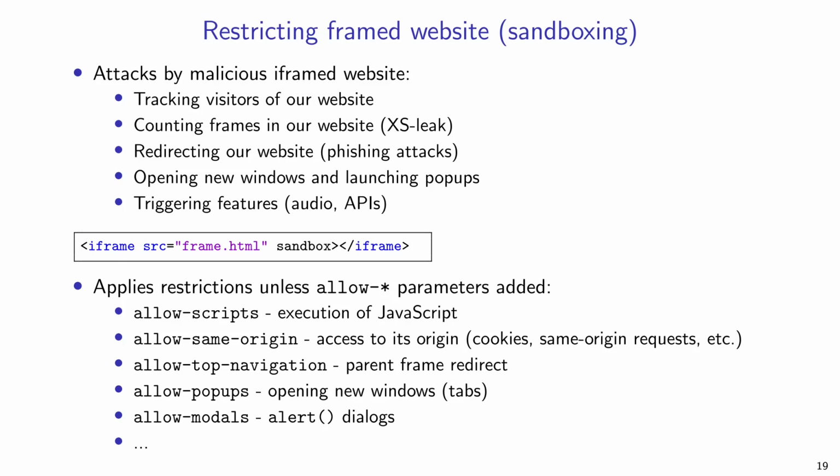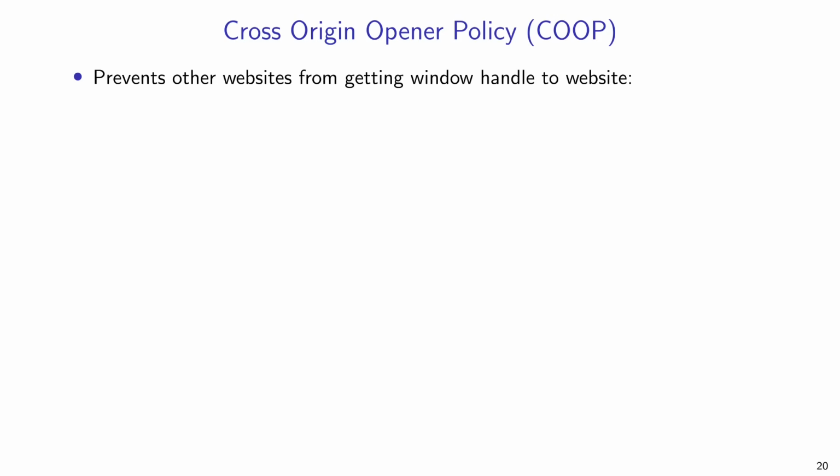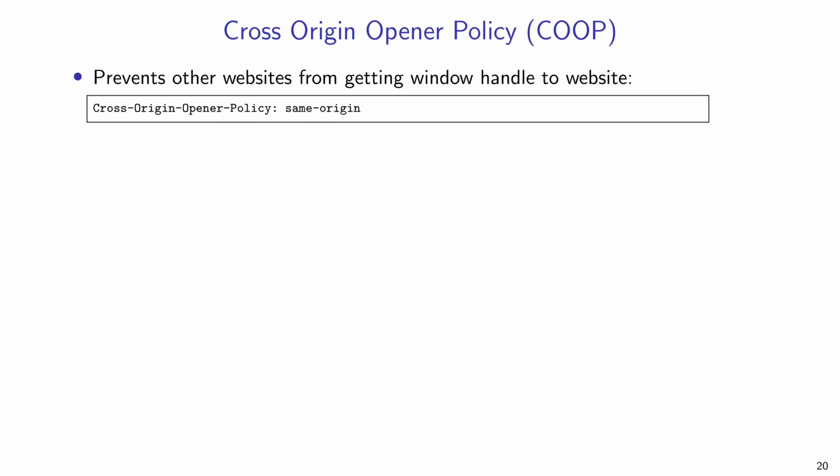Now, the best practice is to never load untrusted cross-origin content in iframes, but if we have to, we should apply the principle of least privilege, sandboxing the frame, and only allow those exceptions that are actually required for the iframe's functionality. Then, the cross-origin opener policy is an HTTP response header that prevents other websites from getting a window handle to our website. So we can set the Cross-Origin-Opener-Policy header to same-origin, which tells the browser that only our own origin can get references to windows belonging to our website.